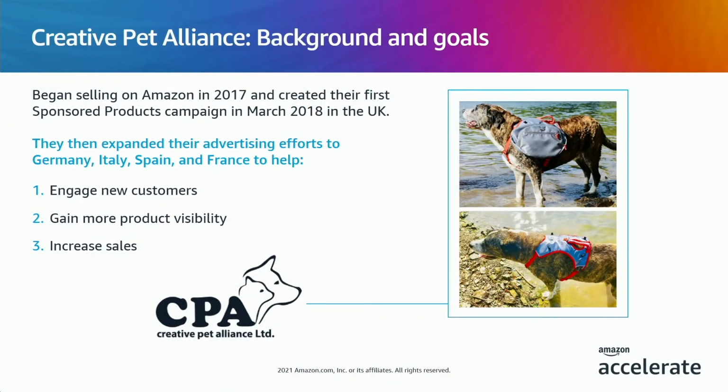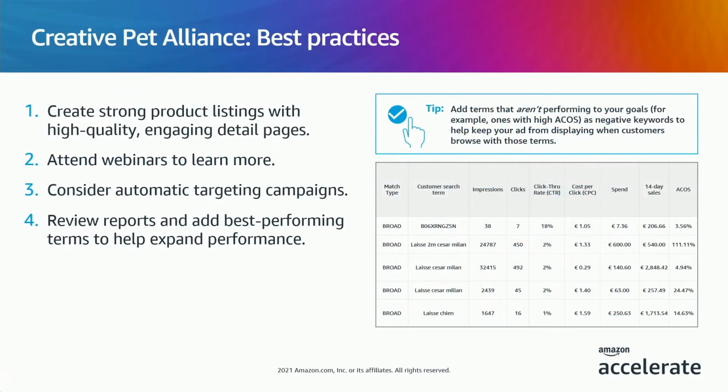Creative Pet Alliance designs and manufactures high-quality pet toys and accessories designed with pet behaviors as their #1 principle. They started selling on Amazon in 2017 to help find a new way to engage new customers, gain more product visibility, and increase sales. Then in March of 2018, they started their first sponsored products campaign to help grow brand awareness and expand their reach to other countries. They ran the campaign as a test in the UK and then came to launch campaigns in Germany, Italy, Spain, and France.